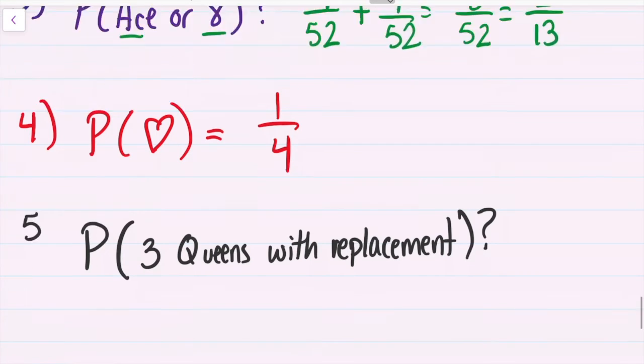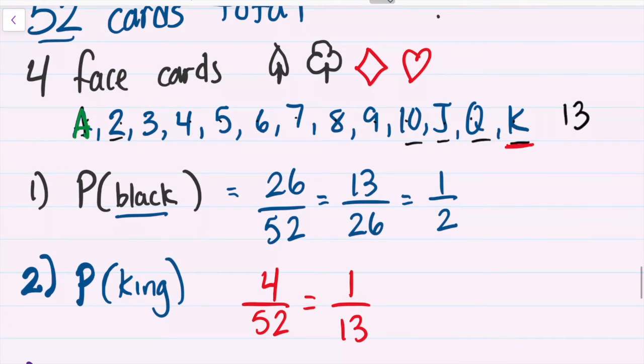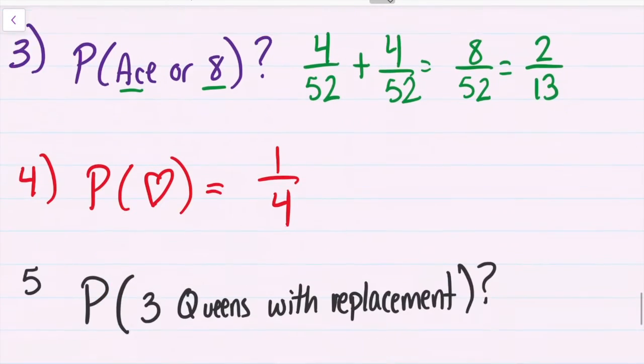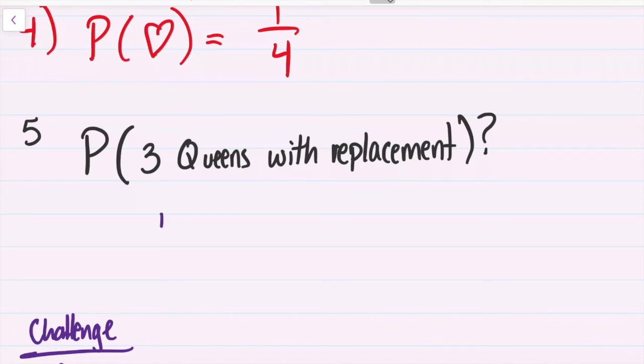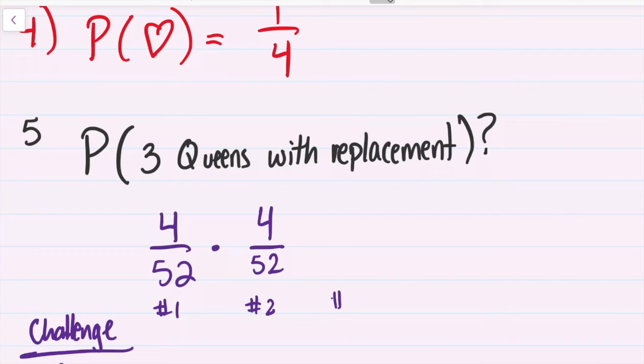Well, how many queens do we have, first of all? We have 1 queen per suit, and there are 4 suits. So that'll be 4 out of 52. And then that'll be your first try. Try number 1, and that's the probability. And then your try number 2, you still have 4 queens out of 52. And your third try, because you're putting it back, you still have 4 queens out of 52. So let's multiply these, guys. What's 4 times 4 times 4? That will be 64 over.